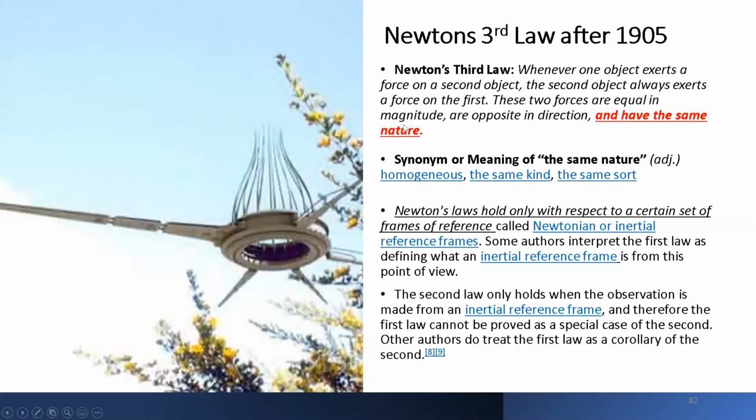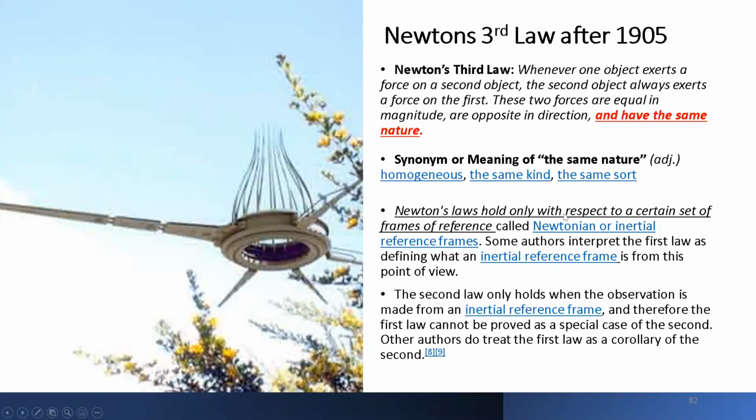The one thing I always have to do here at the end is Newton's third law. Everybody learns a simple version of Newton's third law, but it had to be modified after 1905 because of relativity. Newton's law says whenever an object exerts a force on a second object, the second object always exerts a force on the first. The two forces are equal in magnitude and opposite in direction, and have the same nature. They had to add that at the end, because if they didn't, then the magnetic force would be violating Newton's third law. The meaning of nature is the same kind.